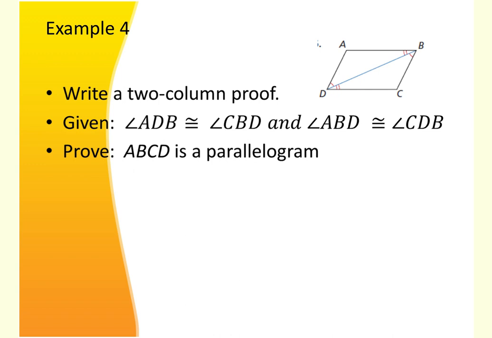And last up, our two-column proof. Given angle ADB is congruent to CBD, so ADB is this angle here, congruent to CBD, this angle here, and ABD is congruent to CDB. Prove the quadrilateral is a parallelogram. So I am given that these are actually alternate interior angles, right? Those are congruent. So I can use that whole given.